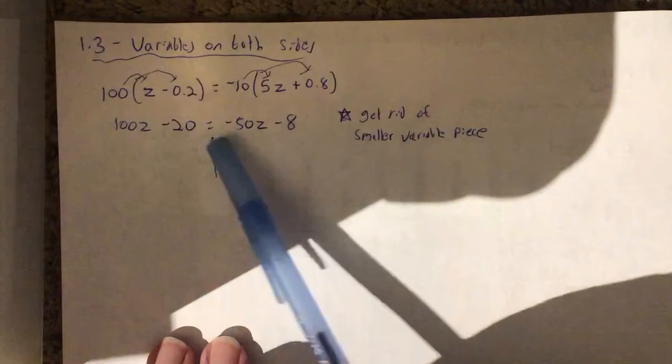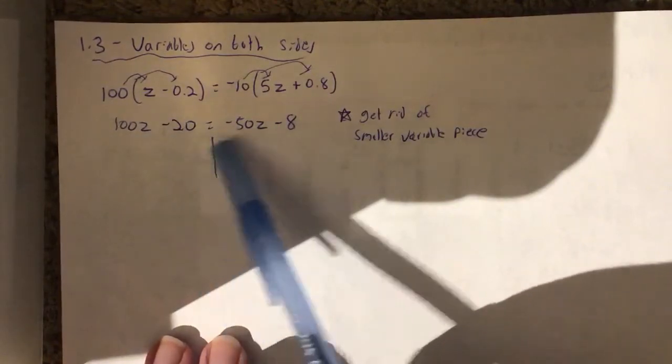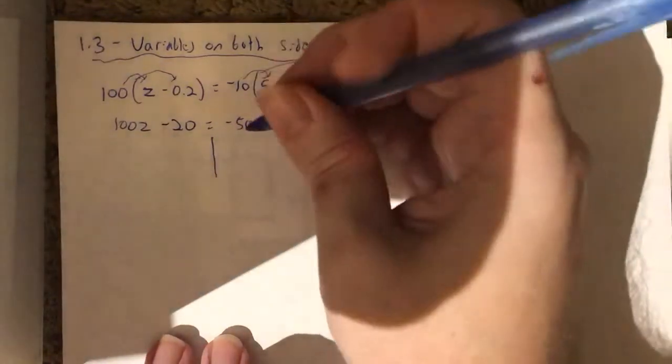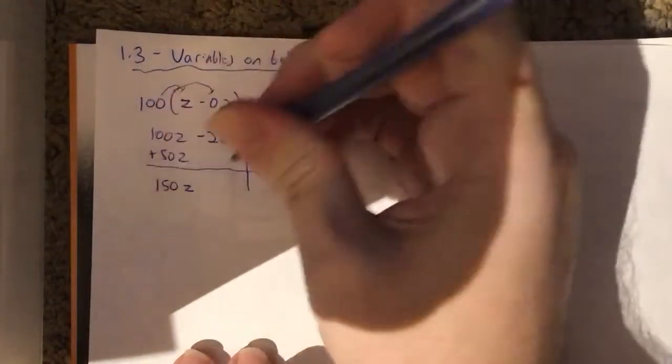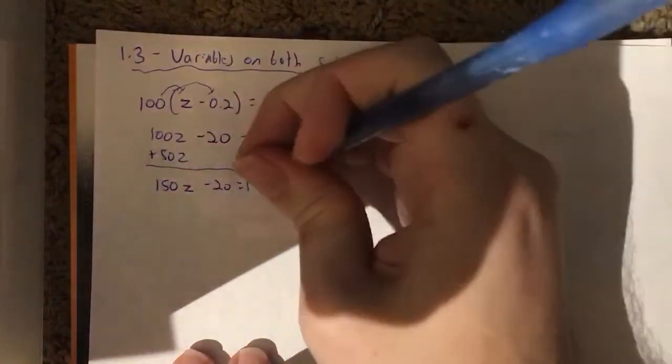So in this case I have 100 and negative 50, of the two which is smaller, negative 50. So the opposite of minus 50z is plus 50z. So I add 50z to each side. This gives me 150z minus 20 equals negative 8.